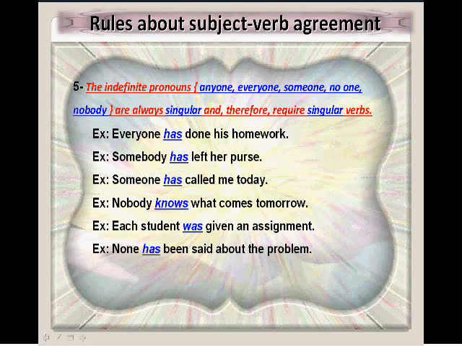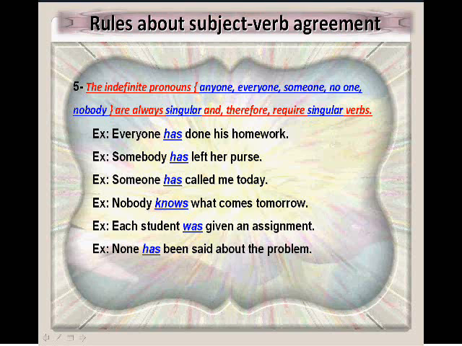So, all these words, as you can see, were all singular words, and so all of them took singular verbs. Of course, here in the first three sentences, you have has, the singular form of the verb to have, and here knows, in the sentence nobody knows, the verb took s because this is singular. And so remember, as we said before, that always a verb with s means singular.